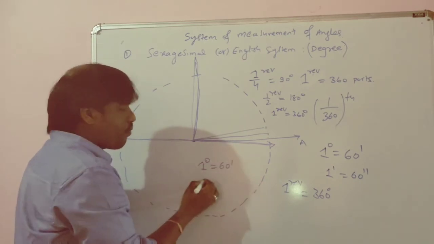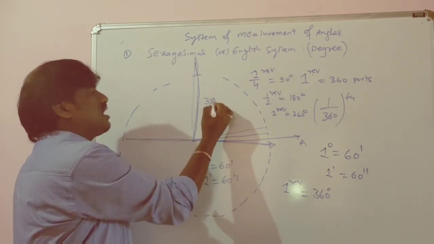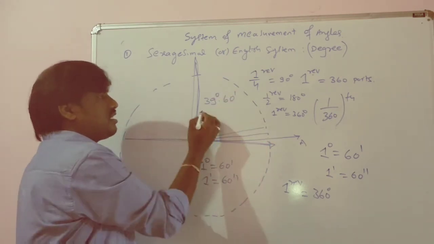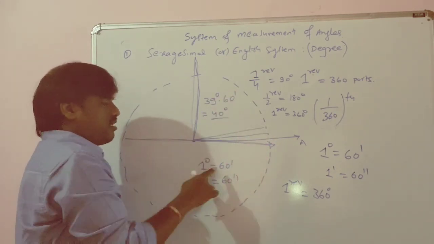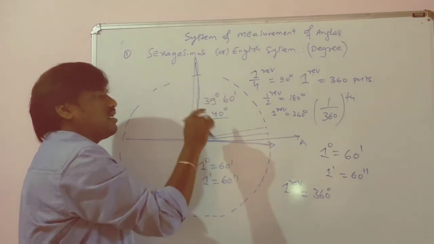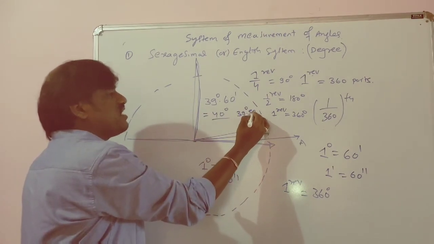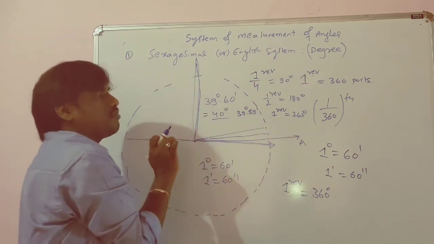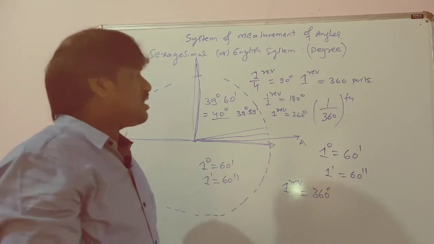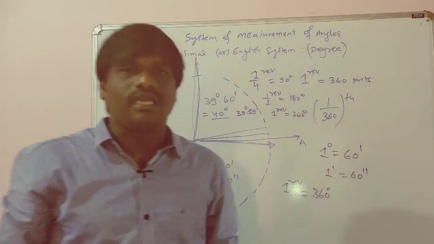1 degree is equal to how much? 60 minutes. 1 minute is equal to how much? 60 seconds. If I say 39 degrees 60 minutes, it is nothing but 40 degrees, because 60 minutes is 1 degree. So 39 degrees 60 minutes can be written as 40 degrees. This can also be written as 39 degrees 59 seconds. This is also possible, meaning a degree can be written in minutes and seconds also. That is the reason this system is called the British system or English system.